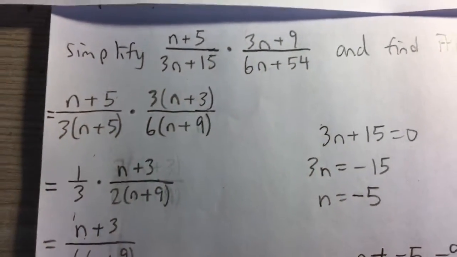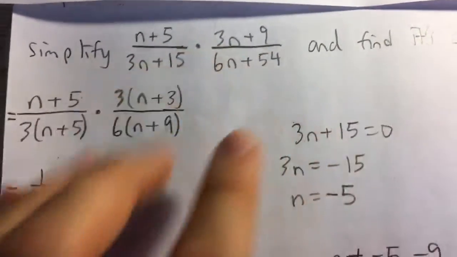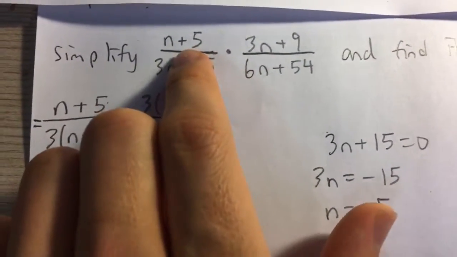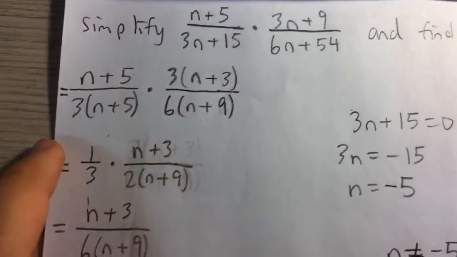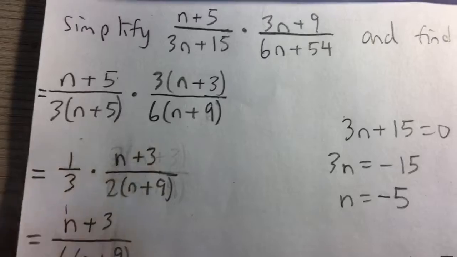But first off, we can factor each numerator and denominator, which will make the simplifying a little bit easier. So n plus 5, we can't factor out anything from that. But 3n plus 15, you can see both these terms have a common factor of 3, and so we can factor that out, and we'll be left with n plus 5.